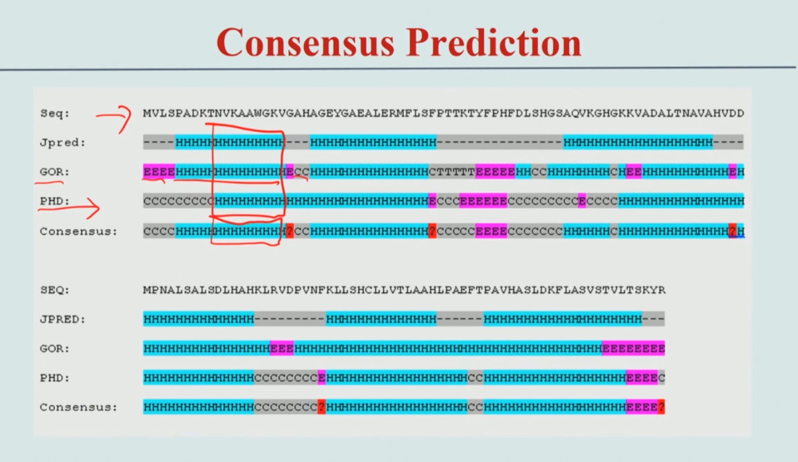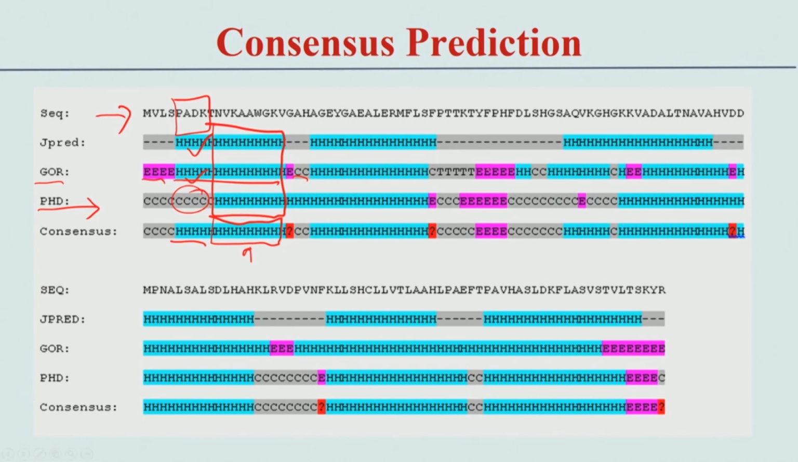And for this region, this one predicts helix, this one predicts helix, but this one predicts coil. But if you take the majority vote, out of 3, 2 predicted helix, so we can take this as helix. But we see the confidence: this may be predicted with higher confidence than that region, because here the probability is less compared with this helical region.